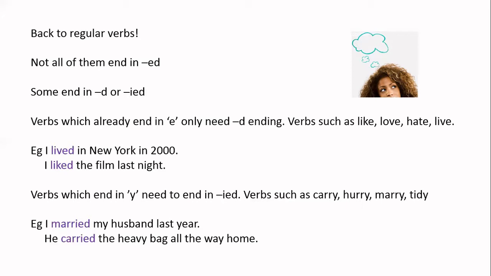So verbs which end in y need to end in ied. Verbs such as carry, hurry, marry, or tidy. Now have a look at the sentences. What happens to the y? I married my husband last year. He carried the heavy bag all the way home. What happens to the y? Yep, so we don't need the y in the past tense. We take it out and we replace it with ied.